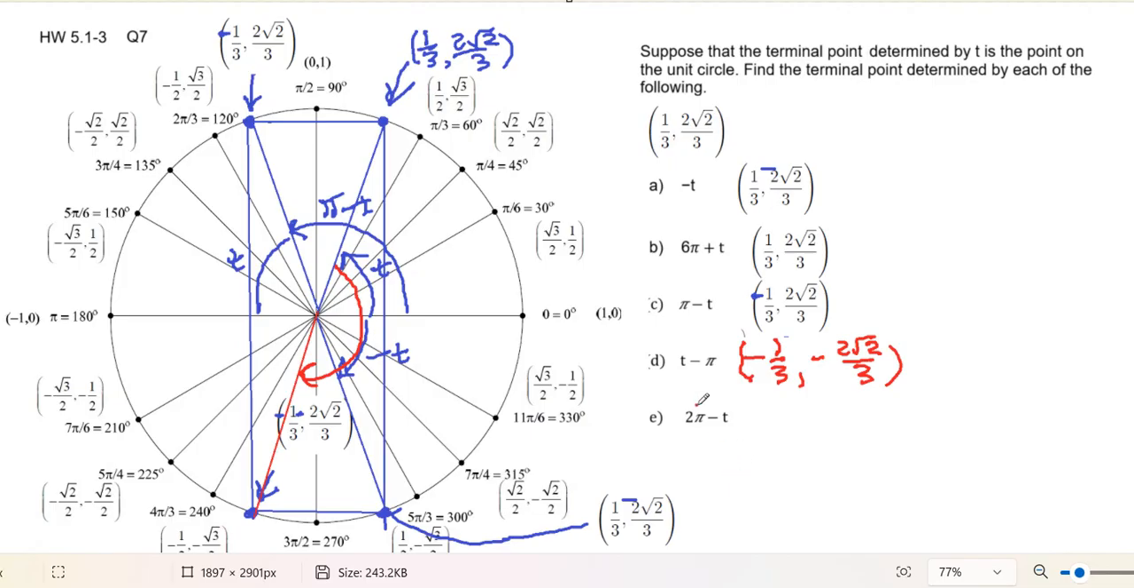And then one more, 2 pi minus t. Well, 2 pi is just one revolution and starts you at 0. So 2 pi is coterminal with 0. 2 pi minus t is going to be equivalent to just minus t, because 2 pi ends the same place 0 is. It's like 0 minus t. And minus t gave us this one. So this is going to be the point 1/3, negative 2 root 2 over 3. So hopefully that gives you some insight into how to do similar problems in WebAssign.